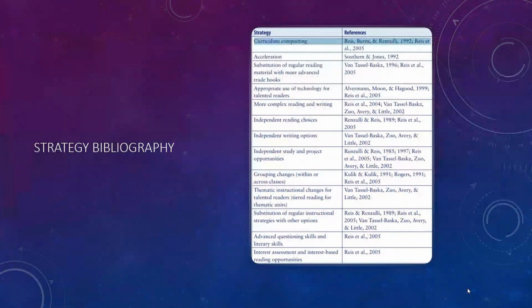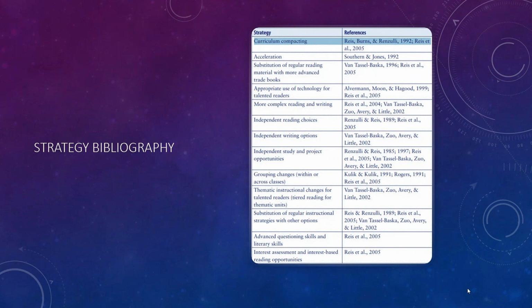All right, so one of the articles which I spoke of earlier gave this bibliography of different strategies. Now, I don't expect all teachers to run out and read this. However, I think it's important for us to look at what some of the research says, particularly in regards to acceleration and appropriate use of technology, as that's becoming more and more important in our state.